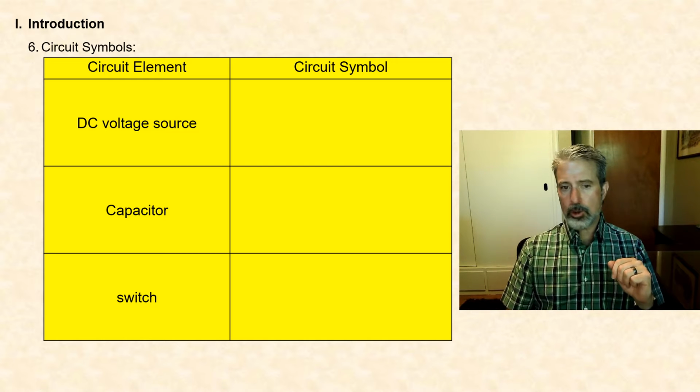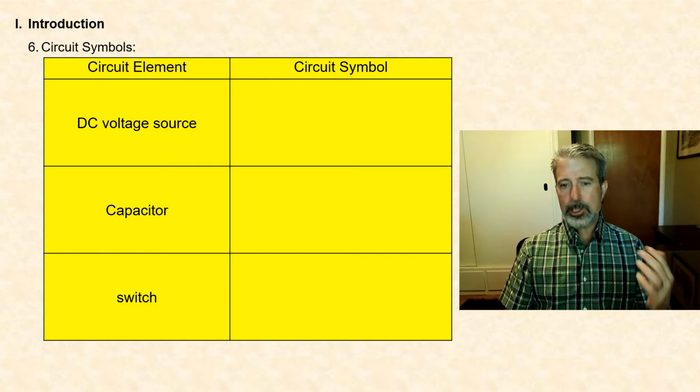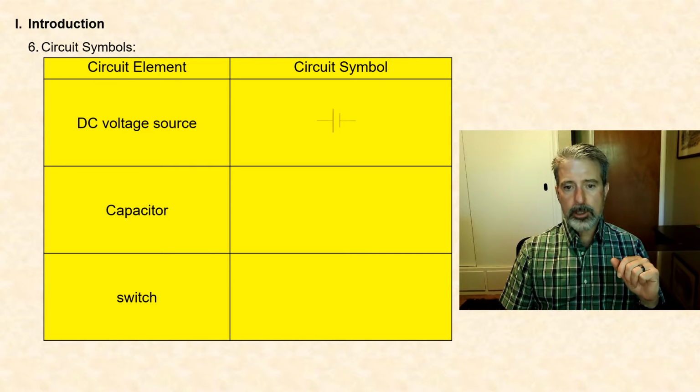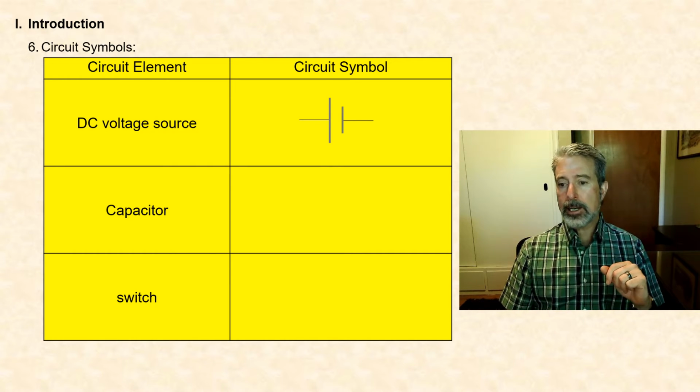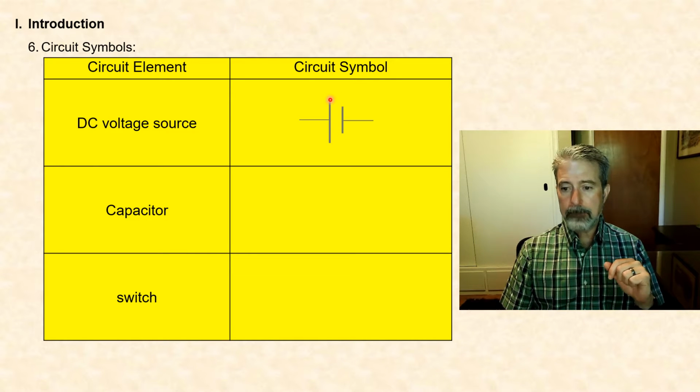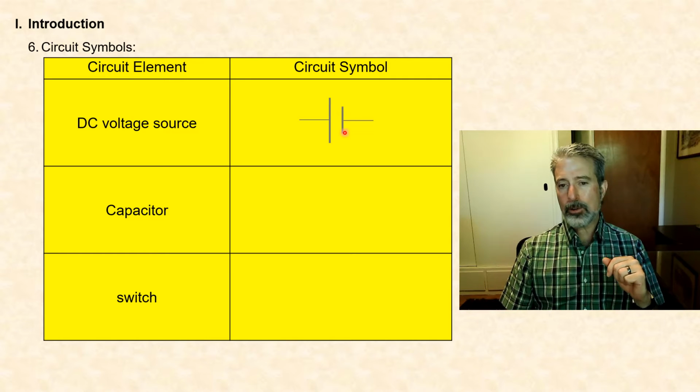A DC voltage source, and we're going to talk in great detail about DC versus AC, so let's not worry too much about it at this point. But a DC voltage source is what you are provided with in the form of a battery. And the circuit symbol we use looks like this. Notice here that we have two parallel lines, but one line is longer than the other. The long line, by definition, is the positive terminal of your DC voltage source or battery. The shorter line represents the negative terminal.